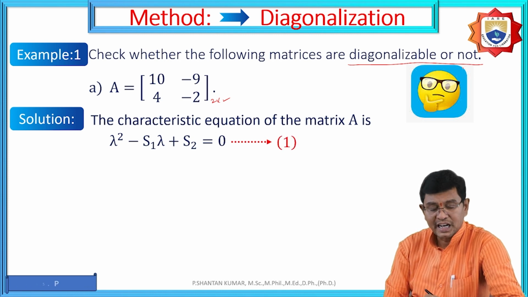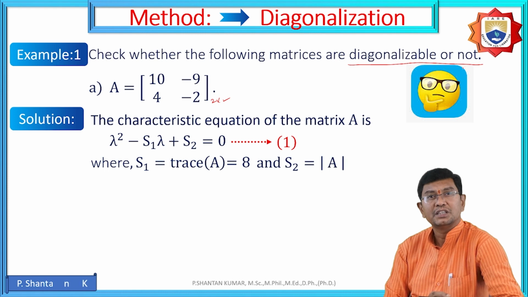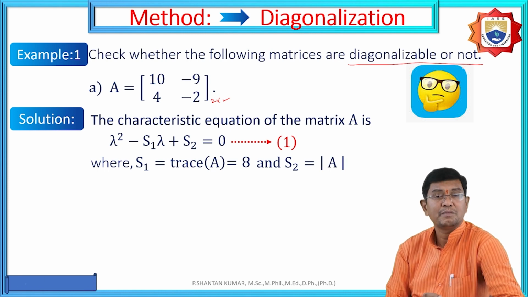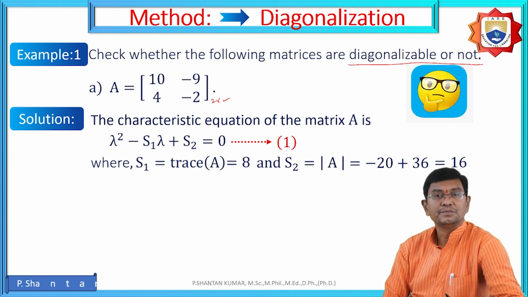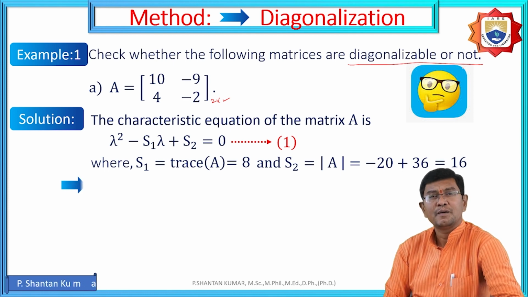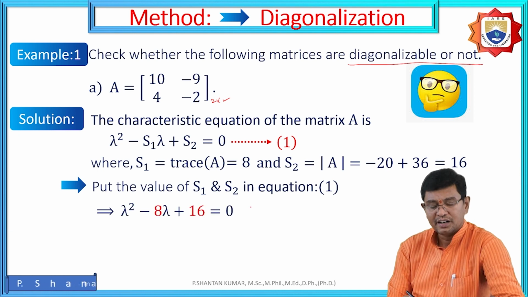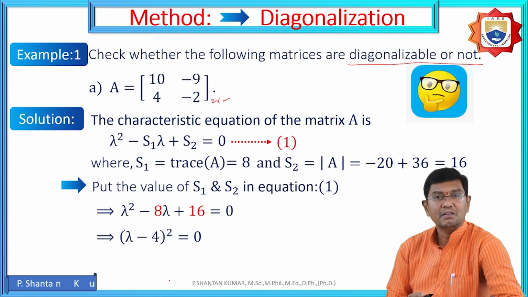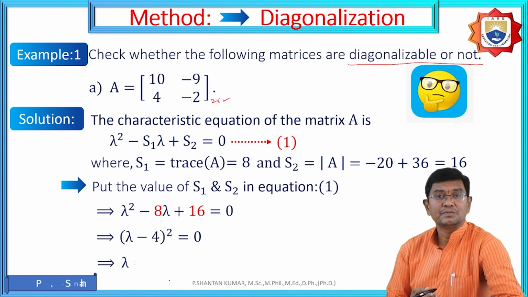By calculation, S1 is the trace, which is 10 minus 2, that is 8, and S2 is the determinant of the matrix, which is 16. Therefore we replace these in equation 1, and the equation is reduced like this. Solving this equation, lambda is equal to 4, 4.